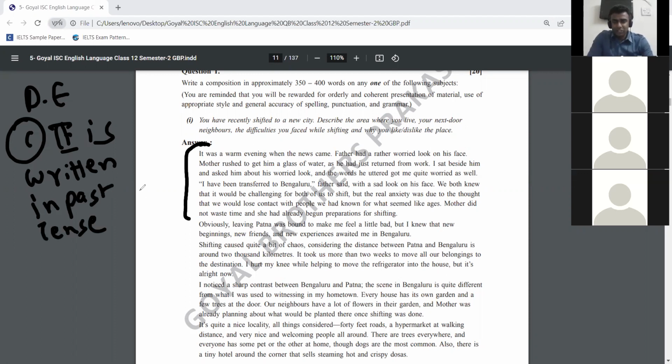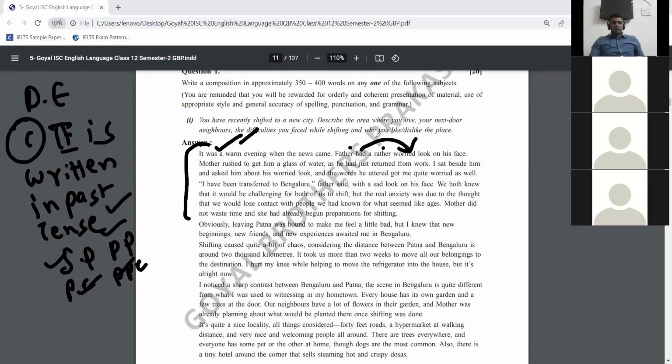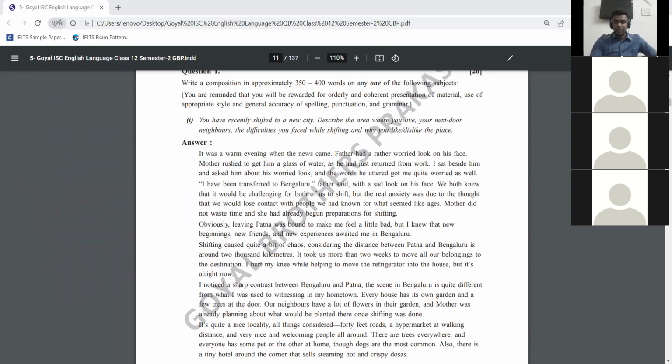So you will have to actually carry great knowledge of past tense: simple past, past continuous, past perfect, past perfect continuous. Where to apply these four? You people are in grade 12, so you very well know this. In the first line, it was a warm evening. This is past continuous. And then suddenly the sentence changes into past perfect. Father had a rather worried, had plus third form. Excellent grammar. Sorry, I cannot train you people on this because this actually comes with practice. Keep writing descriptive essays.